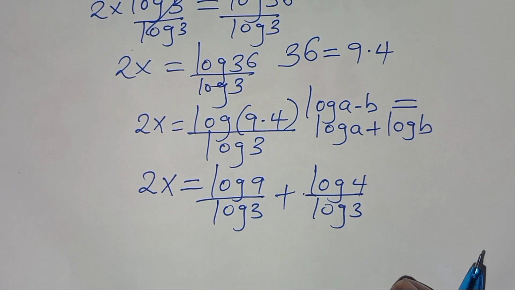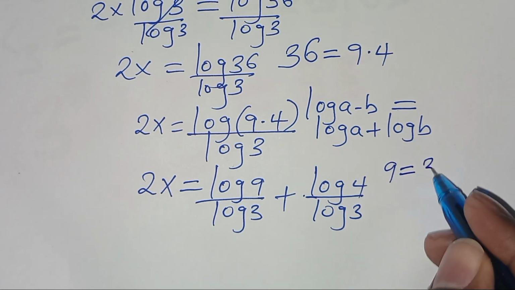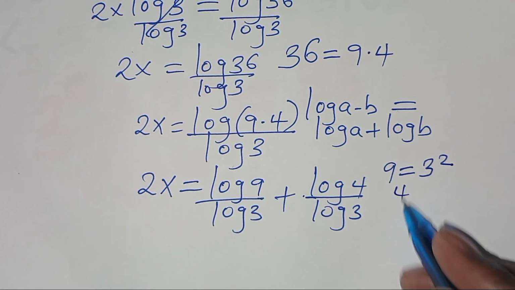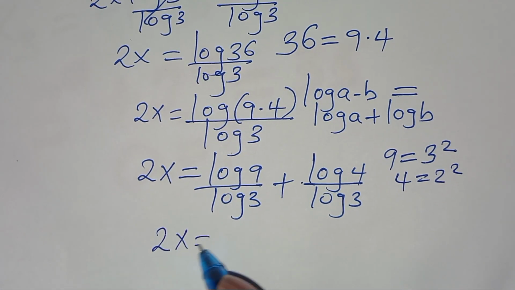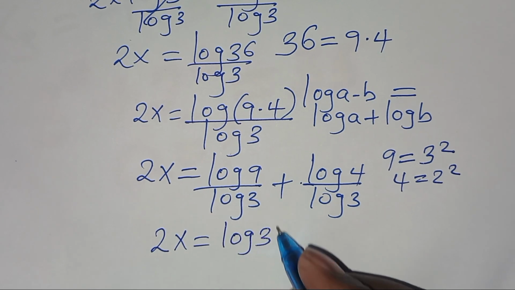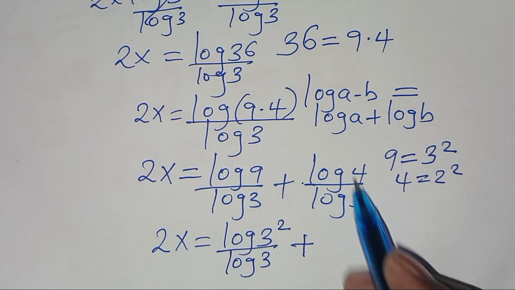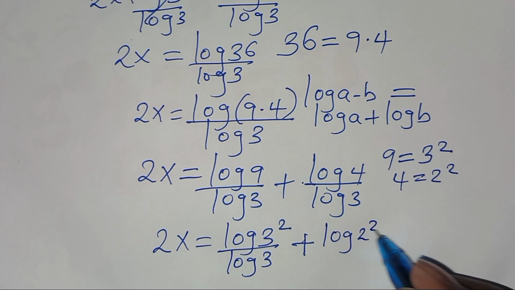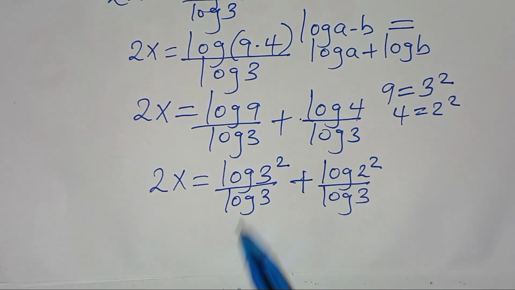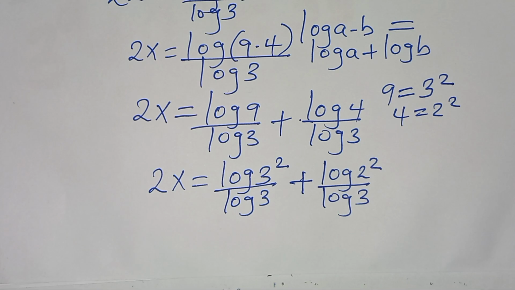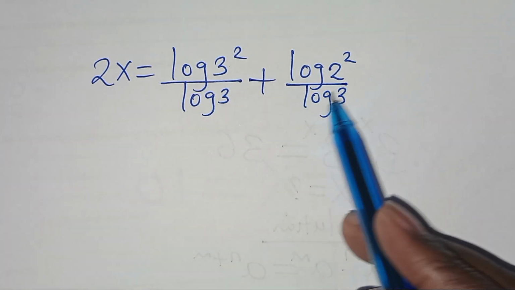From here, we can express 9 as 3 to power 2, and we can express 4 as 2 to power 2. So this implies that here we have 2x. This is equal to log 3 to power 2 divided by log 3 plus log 4 becomes log 2 to power 2 divided by log 3. The next step here, let's proceed from here. Now 2x is equal to log 3 squared divided by log 3 plus log 2 squared divided by log 3.